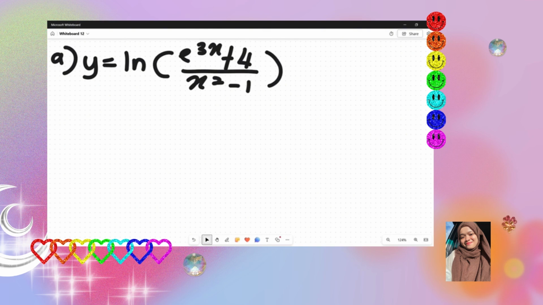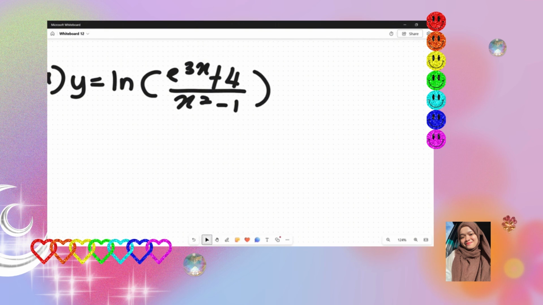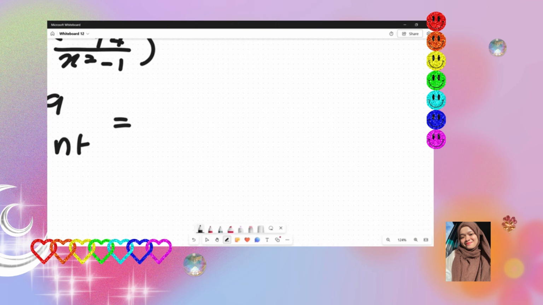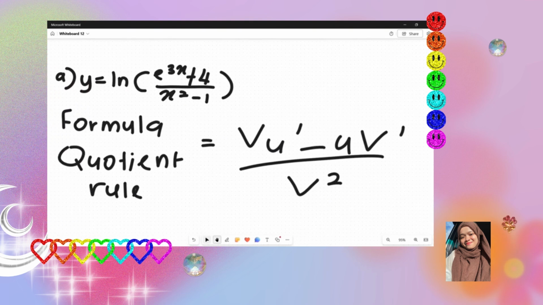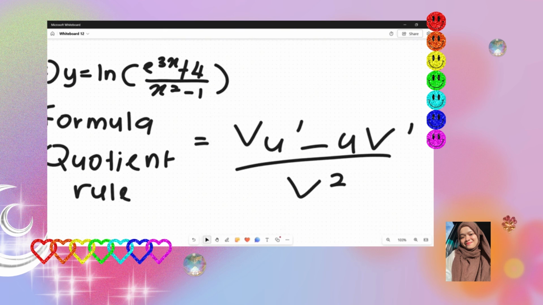Today I will be showing you how to solve this question. The question is y equals ln of (e to the power of 3x plus 4) over (x squared minus 1). The first thing we need to know is what formula we should use. In this case, we need to use the quotient rule: (VU' minus UV') over V squared. Right now we need to define which one is U and which one is V. So this one is U and this one is V.